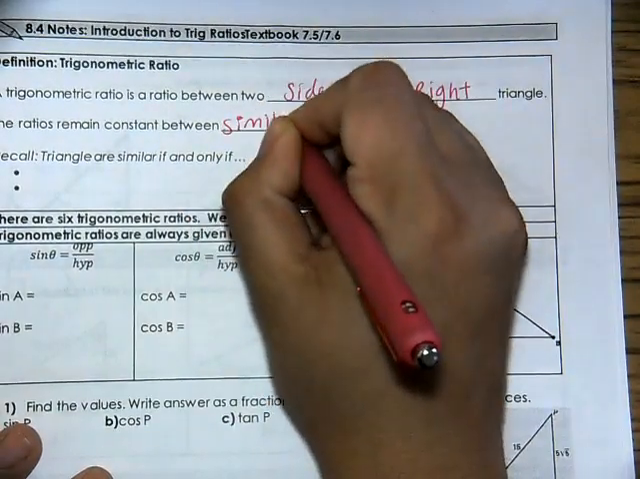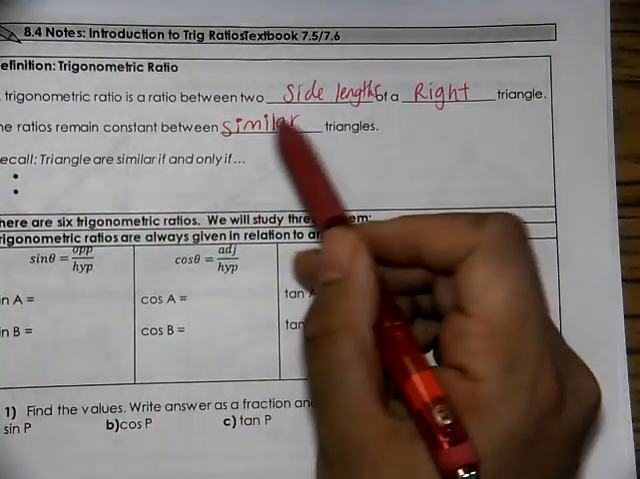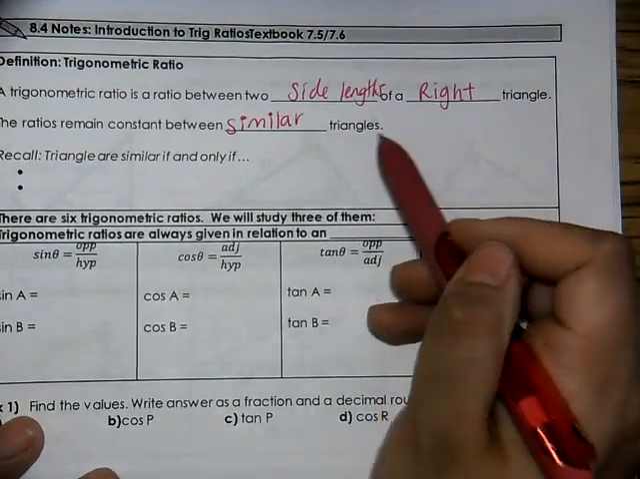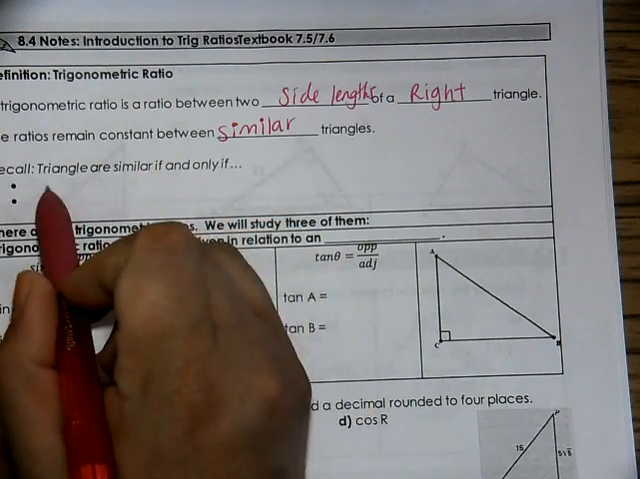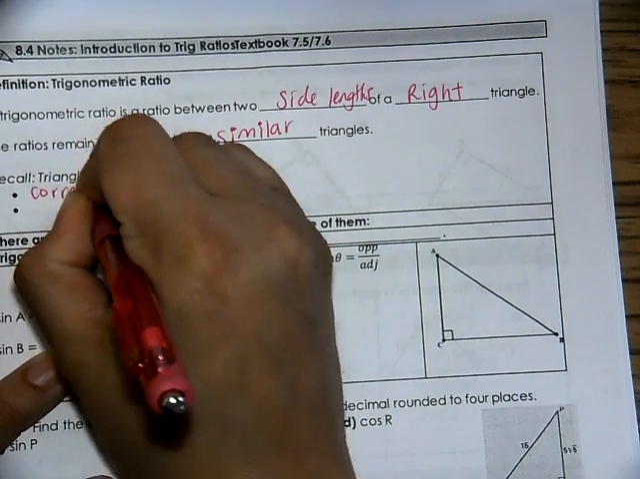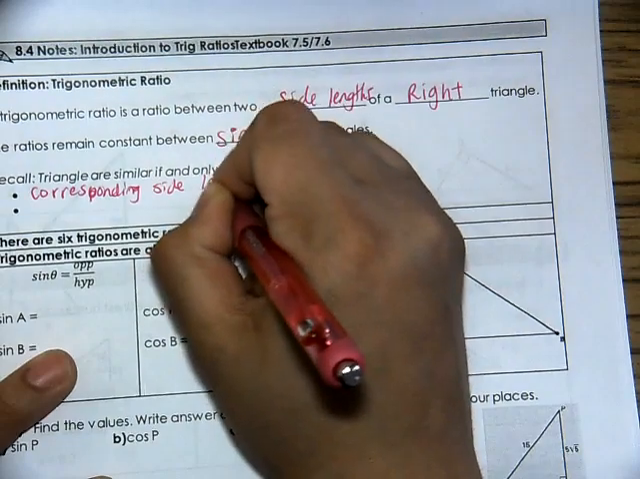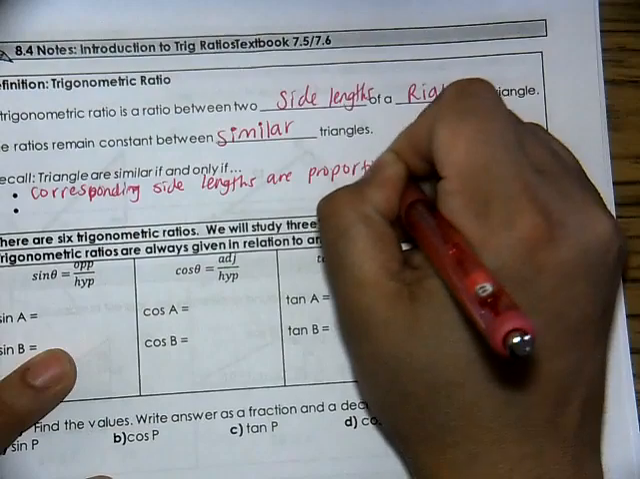That's why on the front page we had 2 similar triangles there, and every time I would find the ratios there, it would be the exact same. And because these are right triangles, we already have the one angle. We just need to know that there's another set of angles that are congruent in order to get similar triangles. So remember, it does a little recap from Unit 7. Triangles are similar if and only if their corresponding side lengths are proportional and their corresponding angles are congruent.